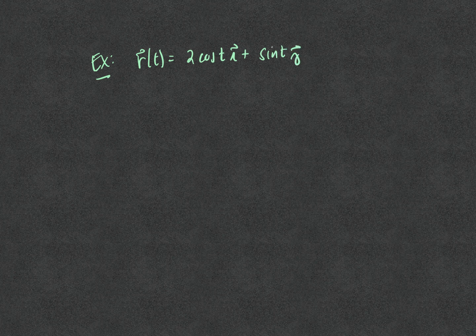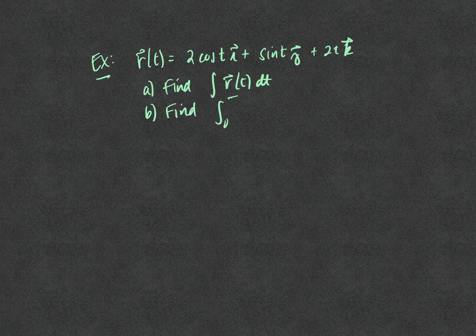So let's look at some of these. The example says if r of t equals 2 cosine of t i plus sine of t j plus 2t k. There are two parts to this problem. Part A says find the indefinite integral, the integral of r of t with respect to t. And part B says find the definite integral from 0 to pi over 2 of r of t with respect to t. So let's do part A, and we're going to integrate r of t dt.